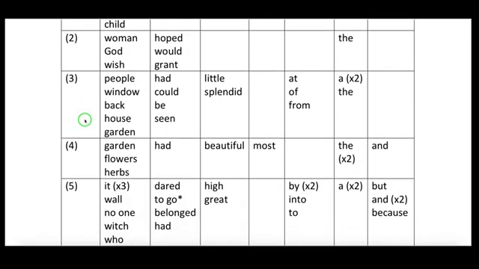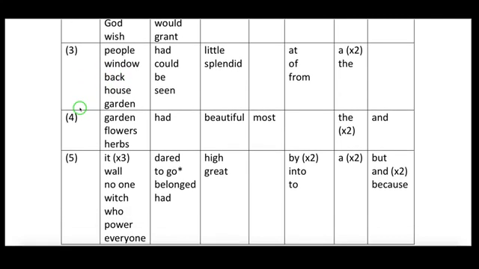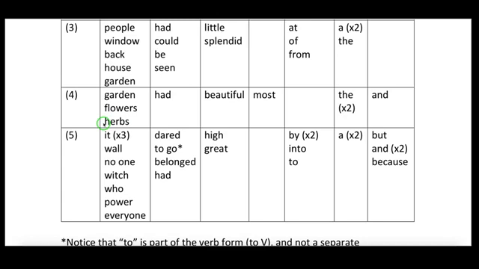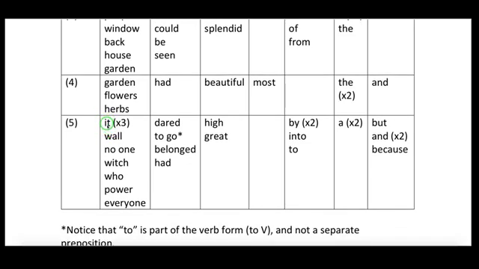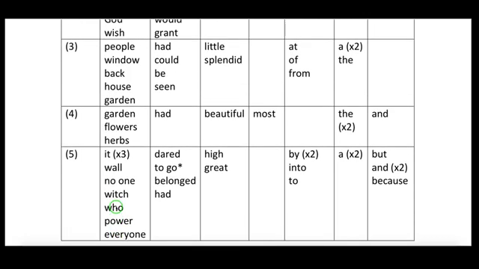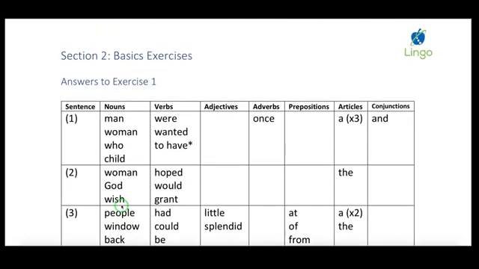Okay, and in the following sentences, nothing difficult here. People, window, back, house, garden. Now, back can be a preposition, as in, a position of something. But in this case, I'm pretty sure it was the back of the house. So in that case, back is also a noun. We also have garden, flowers, and herbs. Those are all things that you can touch and see, so they're concrete nouns. It is, again, a pronoun. And here we have wall, another pronoun here, no one, which, who, power, and everyone. So, yeah, as I say, all of the words in this column here are potentially participants in a sentence.